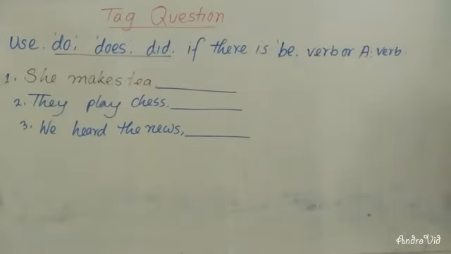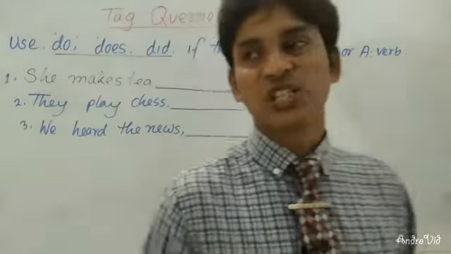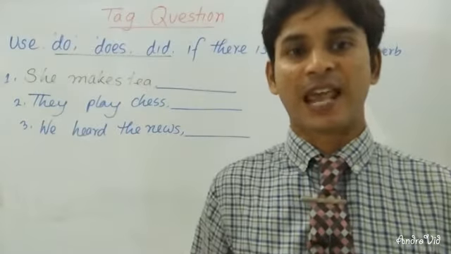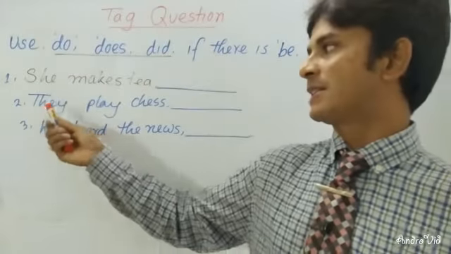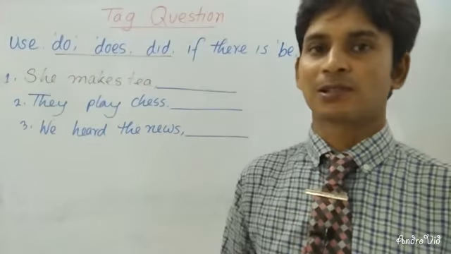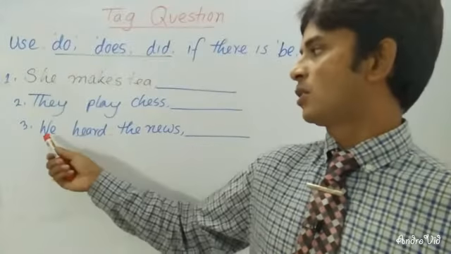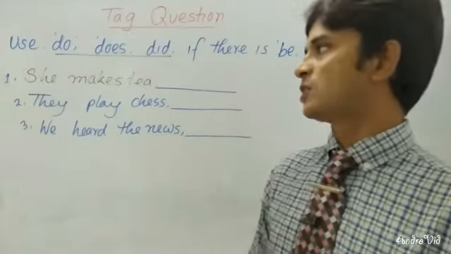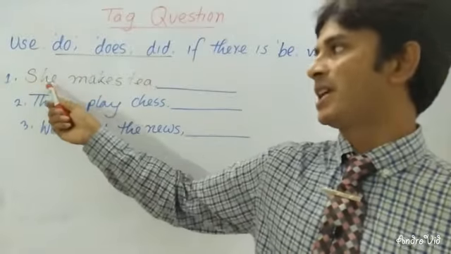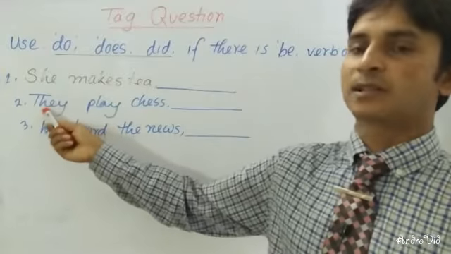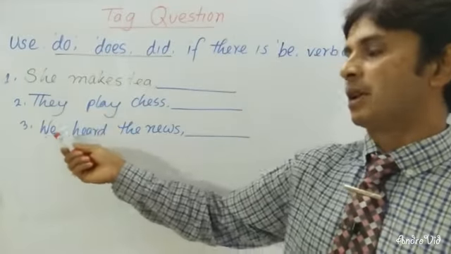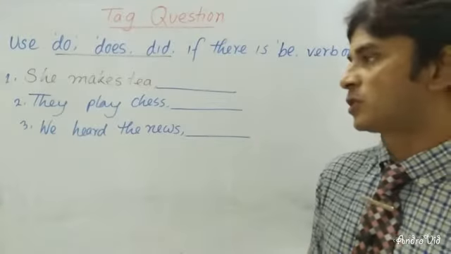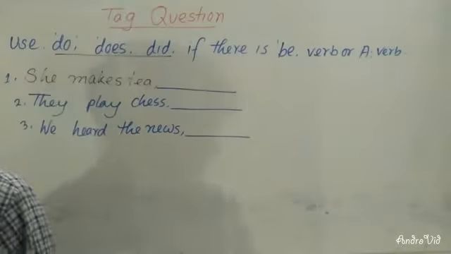Dear learners, in the first sentence, you can see that "she makes tea." There is no auxiliary verb, and this is present indefinite tense. In the second sentence, "they play chess," this is present indefinite tense, and "we heard the news" is past indefinite tense. Here the subject is she and the verb is makes; the subject is they and the verb is play; and the subject is we with the news. At the time of making tag questions, you will have to use here.